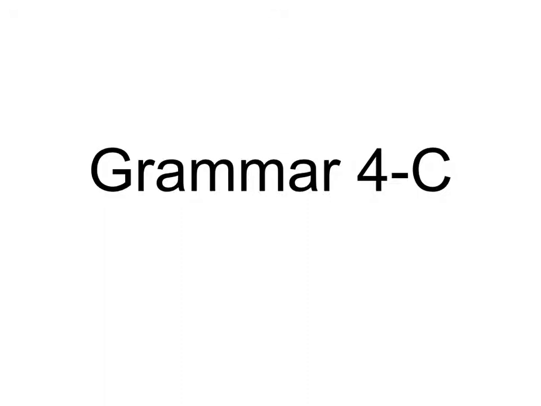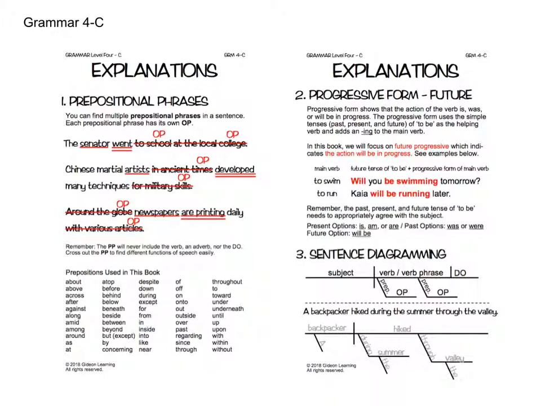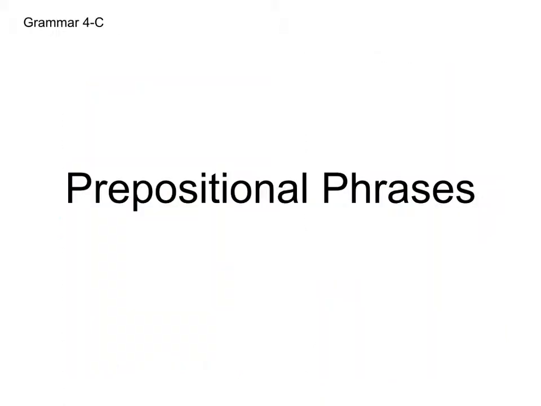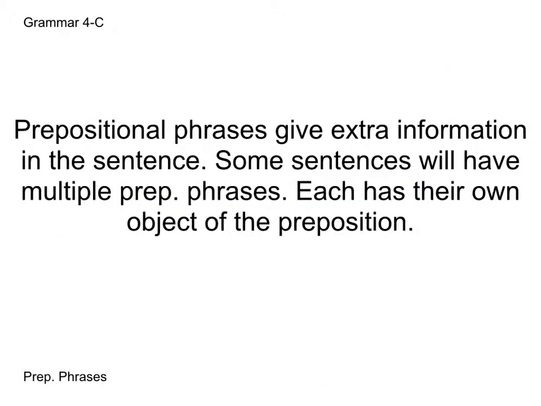Welcome to Grammar 4B. In this booklet, we'll go over progressive form with the past tense. We'll review commas and their uses, and then we'll also go over prepositional phrases versus adverbs and look at some new sentence diagramming. So let's start with the progressive form with the past tense. We're going to start with the explanation at the front of the book.